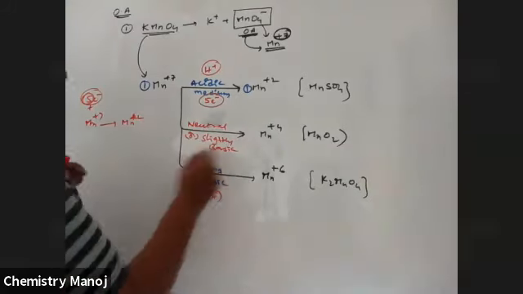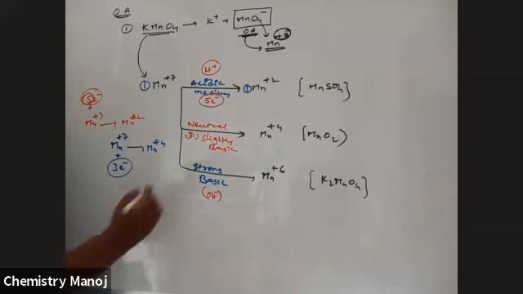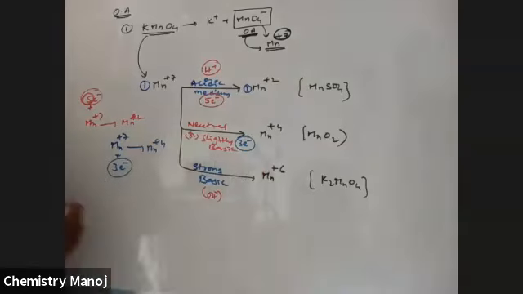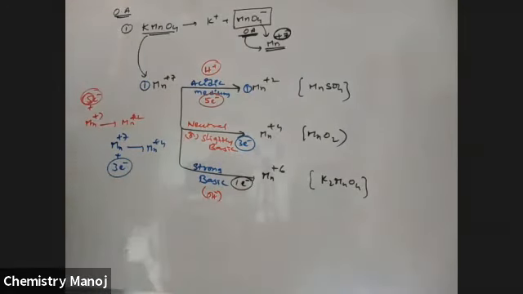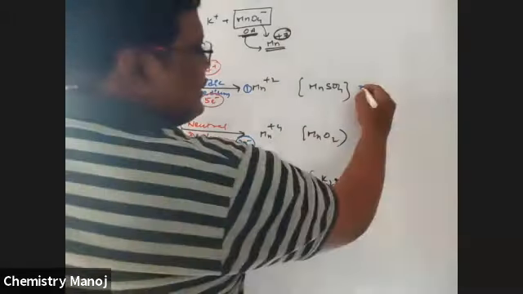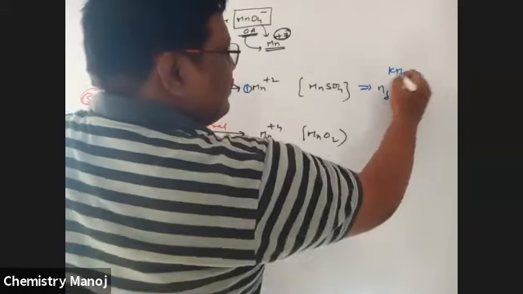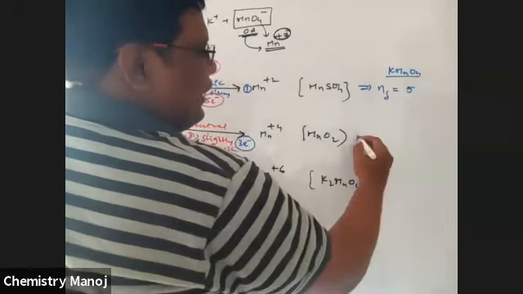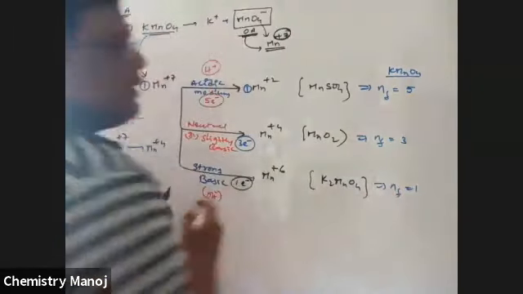Next, Mn+7 changes to Mn+4 by taking 3 electrons. Therefore, here 3 electrons are gained. Next, Mn+7 changes to Mn+6; here 1 electron is gained. Therefore, in acidic medium, the n factor for KMnO4 is equal to 5. In this case, the n factor is equal to 3. In this case, the n factor is equal to 1.